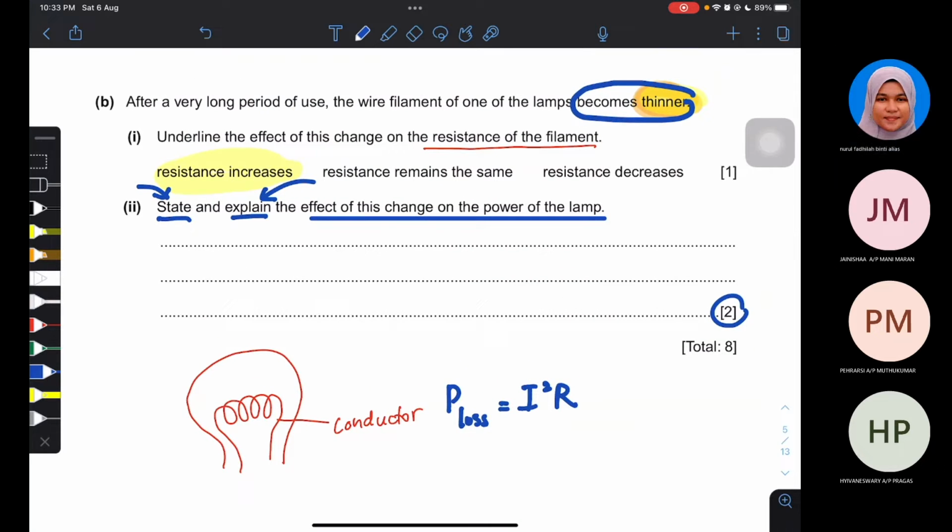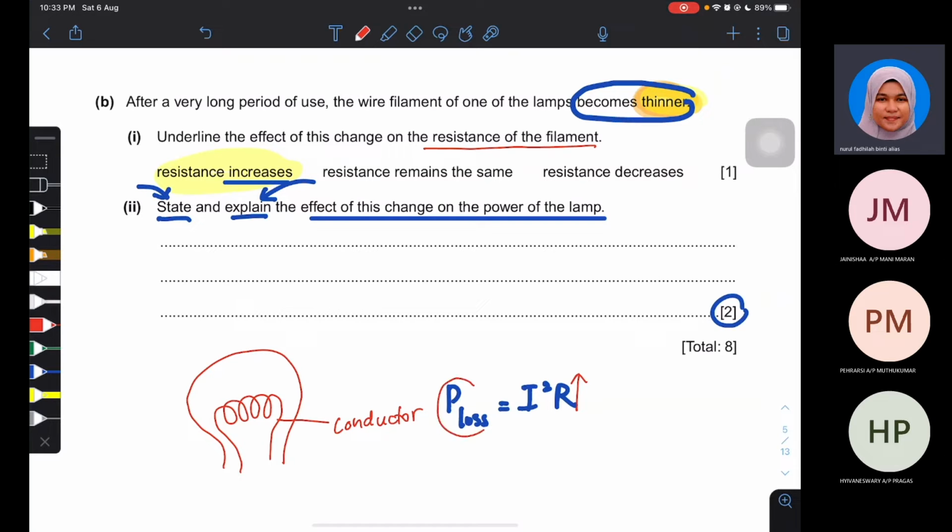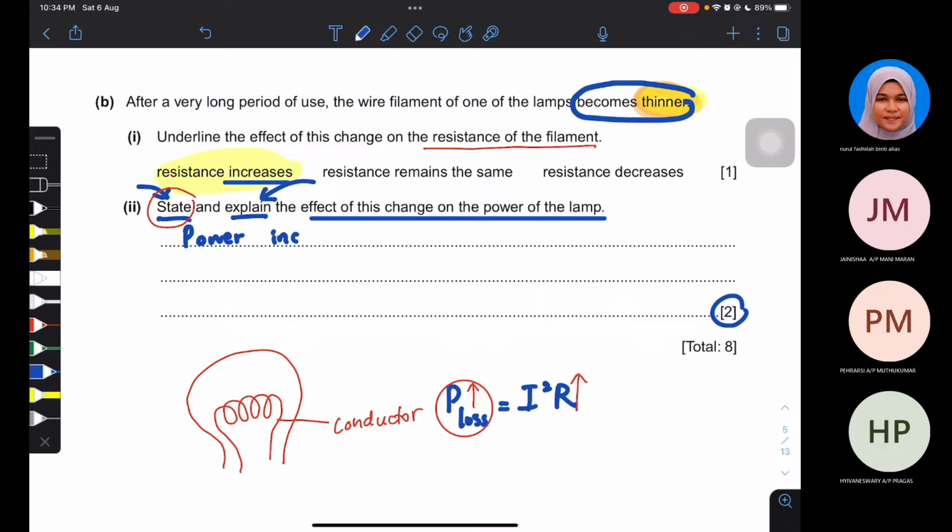Jadi, what happened to the R? R increases. Jadi, when R increases, what happened to the power loss? Increases as well. Okay? Jadi, dia kata state, you kata, apa statement you? Power increases.